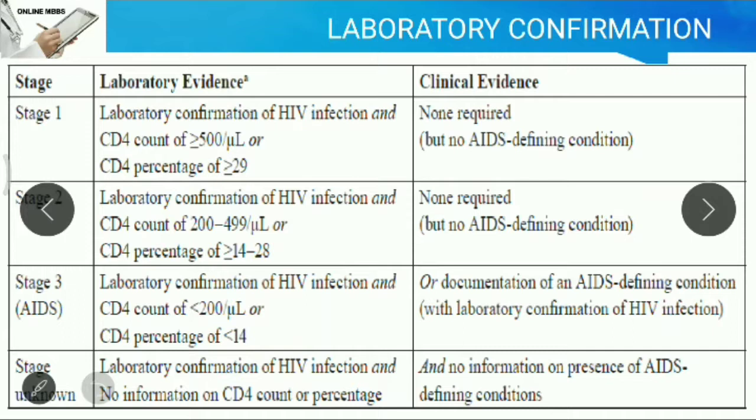Laboratory confirmation. In stage 1, there is lab confirmation of HIV infection and a CD4 count of more than 500 per microliter or CD4 percentage of more than or equal to 29. Clinical evidence is not required. In stage 2, you can see here the CD4 count is between 200 to 499 per microliter and CD4 percentage is 14 to 28. Whereas stage 3 has a CD4 count of less than 200 per microliter or CD4 percentage of less than 14. So in stage 3, you can see the CD4 count has decreased a lot, that is less than 200.